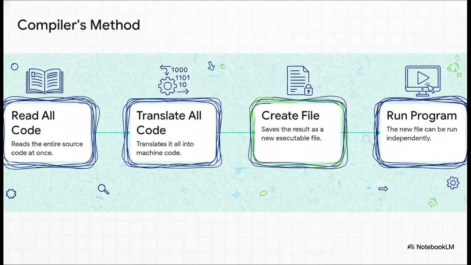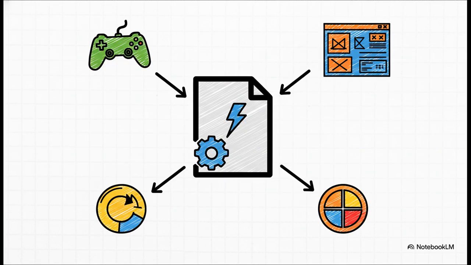So this process is totally different. First, the compiler reads everything. Then it does the full translation, creating that final executable file. And only after this whole upfront process is finished can you actually run your program by double-clicking that new file. So where do we see compilers being used? Well, think of languages like C++ or Java. These are the absolute backbone of applications where raw performance is everything. We're talking complex desktop software or those big, graphics-intensive video games.